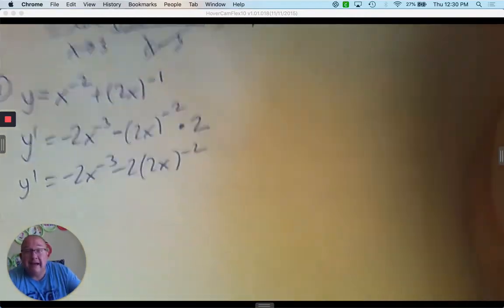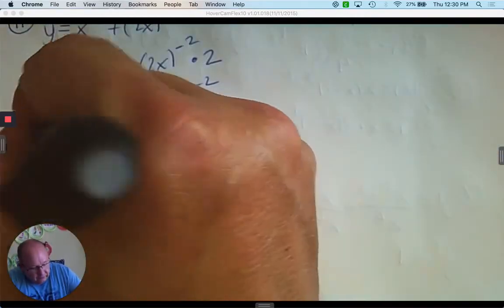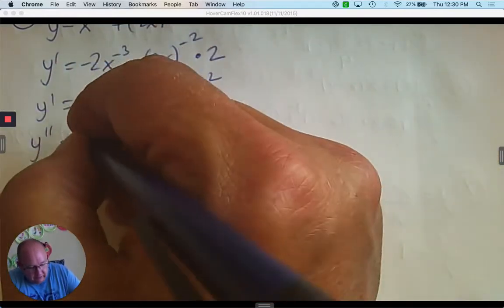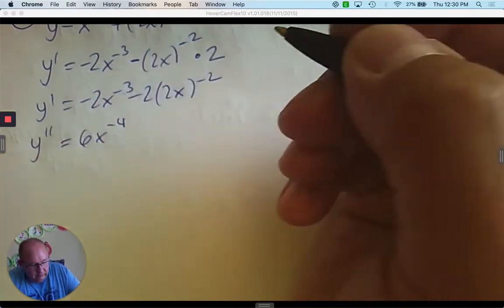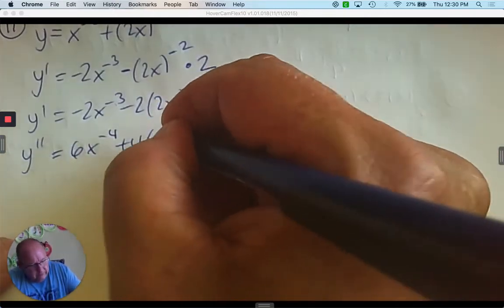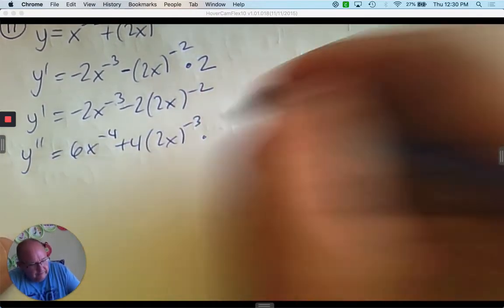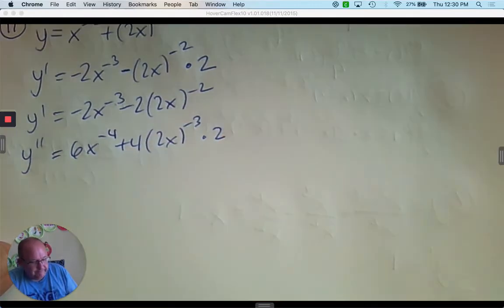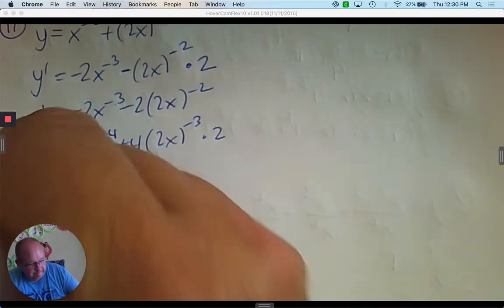All right, so now I'm going to do the second derivative. And I'm not worried about simplifying it. Negative 3 times negative 2 is positive 6. Subtract 1 to the exponent. A negative times a negative is positive 4. Subtract 1 to the exponent. And then the derivative of 2x is 2. There's the hook. Done. Number 12.